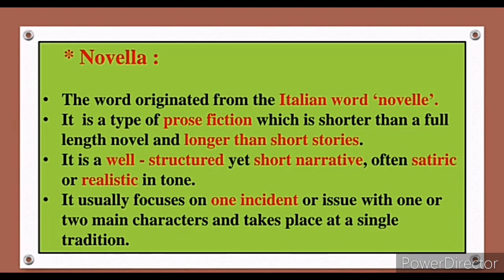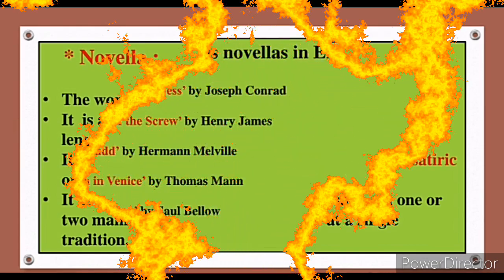Okay, next you can see what is there. It has been said: two main characters and takes place at a single tradition. It means it talks about their life. You can see 1.1 is the best example of a novella, where it talks about the life of the people in that village, how they are surviving. So it is talking about that, not more than that. Move to the next slide.